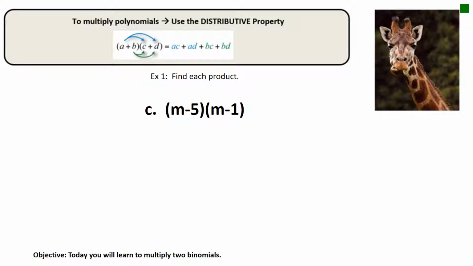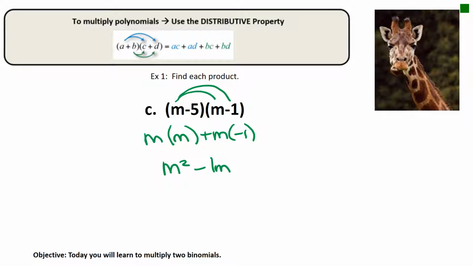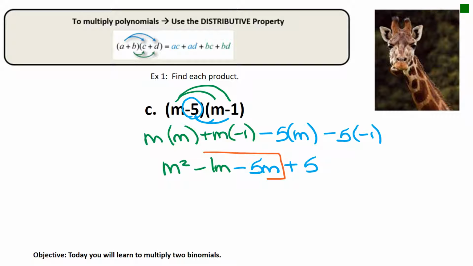All right, oh, there he is again, not sure. So we're going to do m times m. Now you can write m times m, or you can just write m squared. We're going to do m, it's a positive m and a negative 1, so that's minus 1m. We're going to multiply a negative 5. Be really careful on that sign, okay? A negative 5 times m, so that's a minus 5m. And we're going to multiply a negative 5 times negative 1, so that's a positive 5. These two combine like terms, so we have m squared, negative 1 minus 5 is minus 6m, and then there is a plus 5.